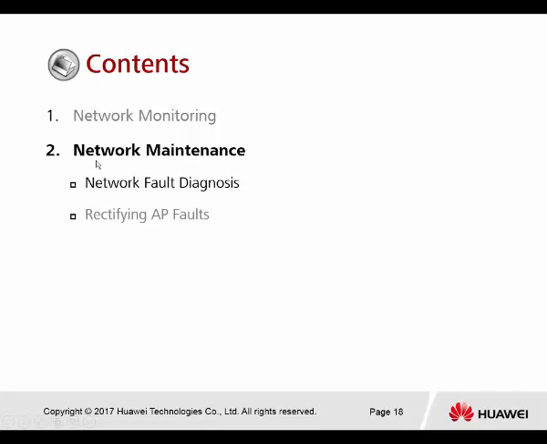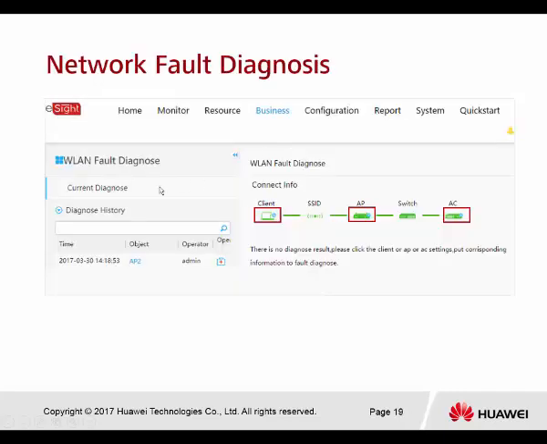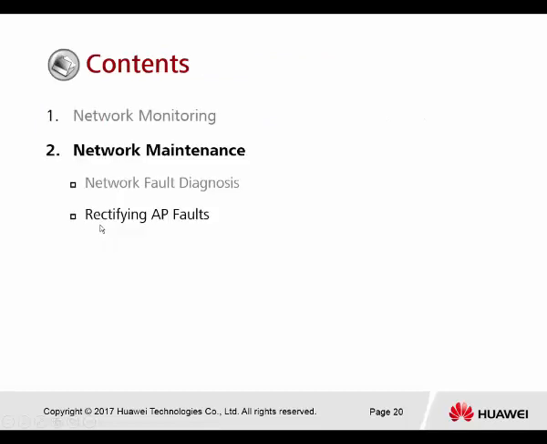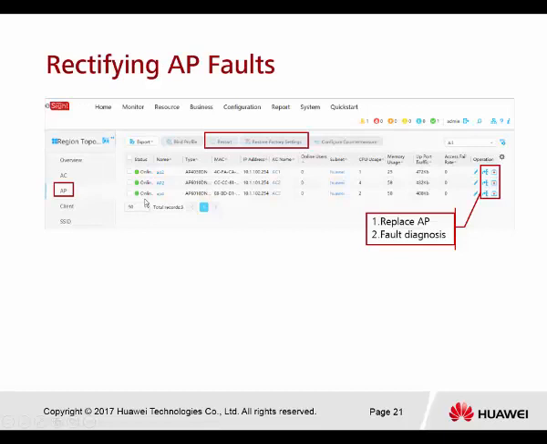Okay, now we go into the maintenance, network fault diagnosis. So to do the WLAN fault diagnosis, the current diagnosis. So you notice there are some icons here. They show you the client, AP, and the AC. Rectifying AP fault, the diagnosis on the AP.